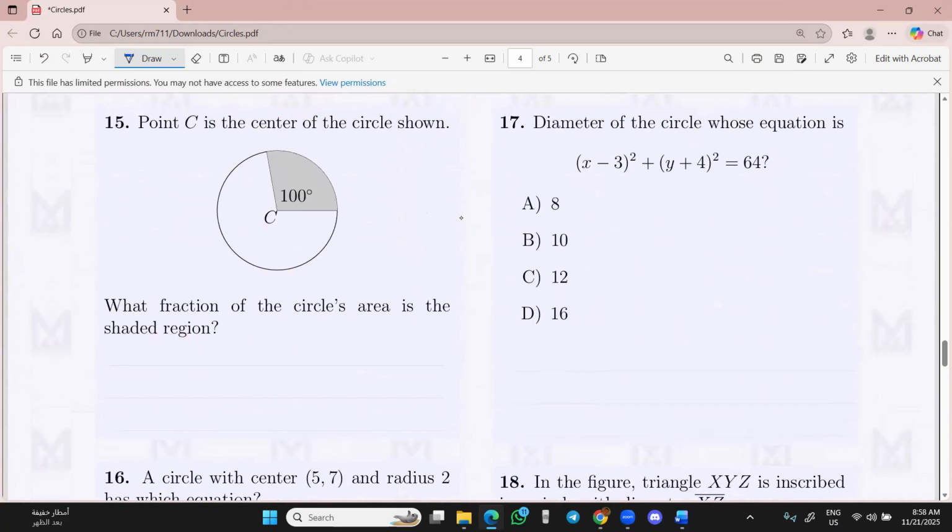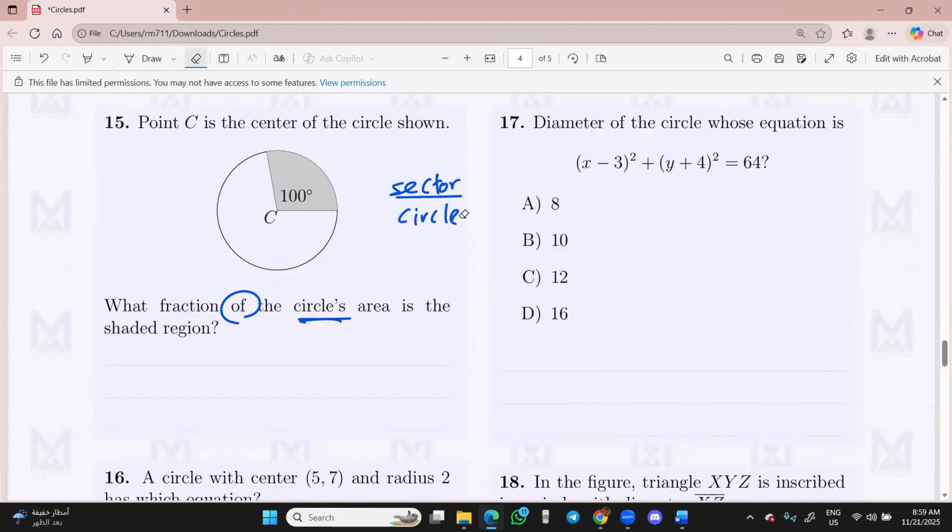Question number 15, point C is the center of the circle as shown, and the angle here is 100. And the question says, find what fraction of the circle's area is the shaded region. I mean, this part is what over the whole circle. We can also use the same ratio. The ratio is the area of the sector over the area of the circle. The question says, what fraction of the circle; the word that comes after the word of is the denominator. So here we write the circle down, and then the sector, which is given here.